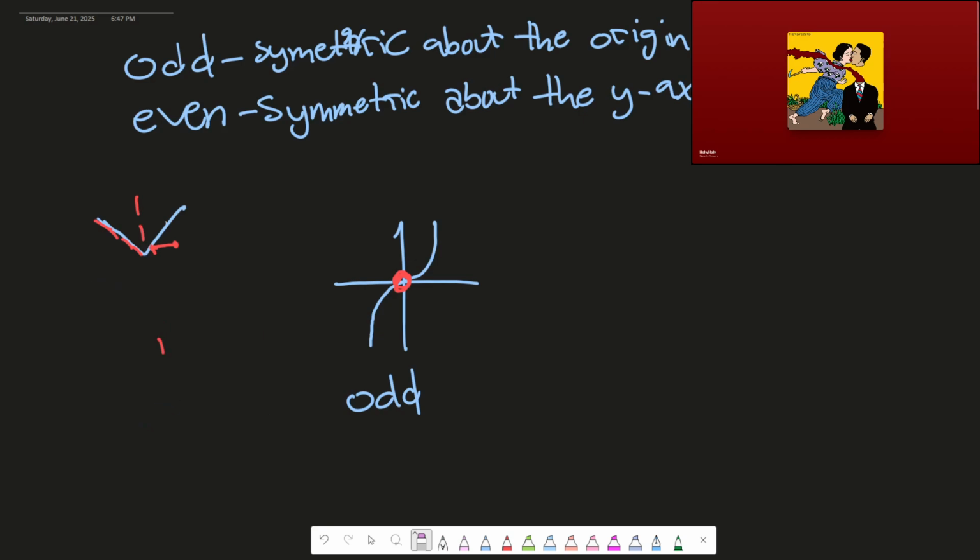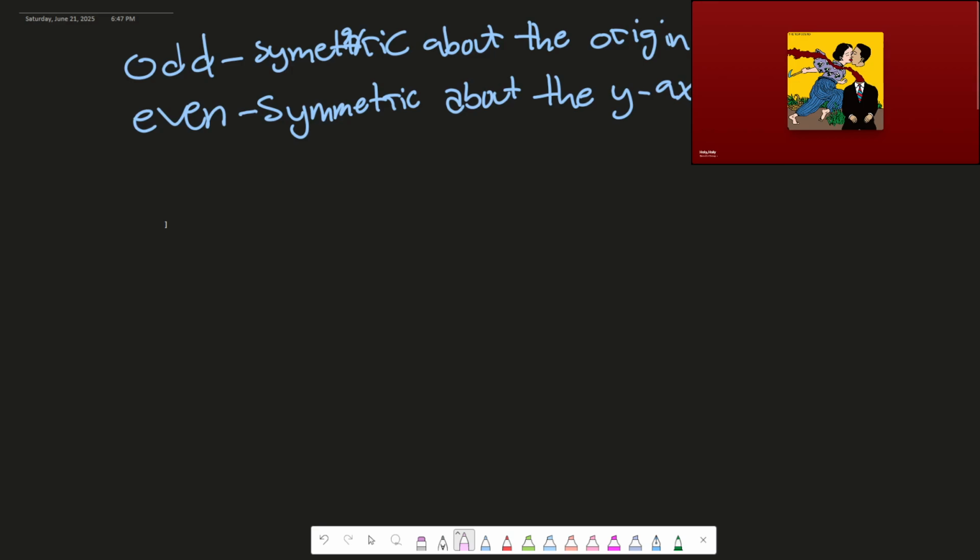And not all functions, I think this is something many people don't understand initially, are only odd or even. You can have other kinds of functions. You can have some that are neither. And that's something some people struggle with understanding.